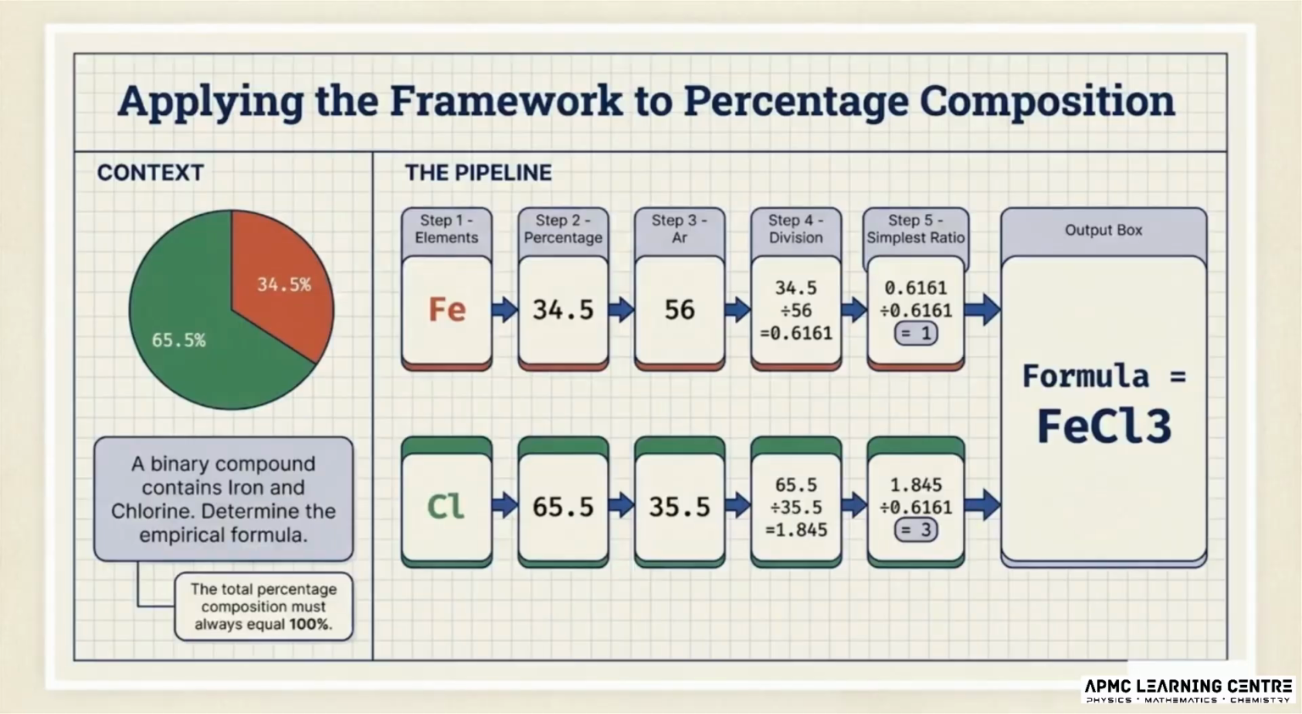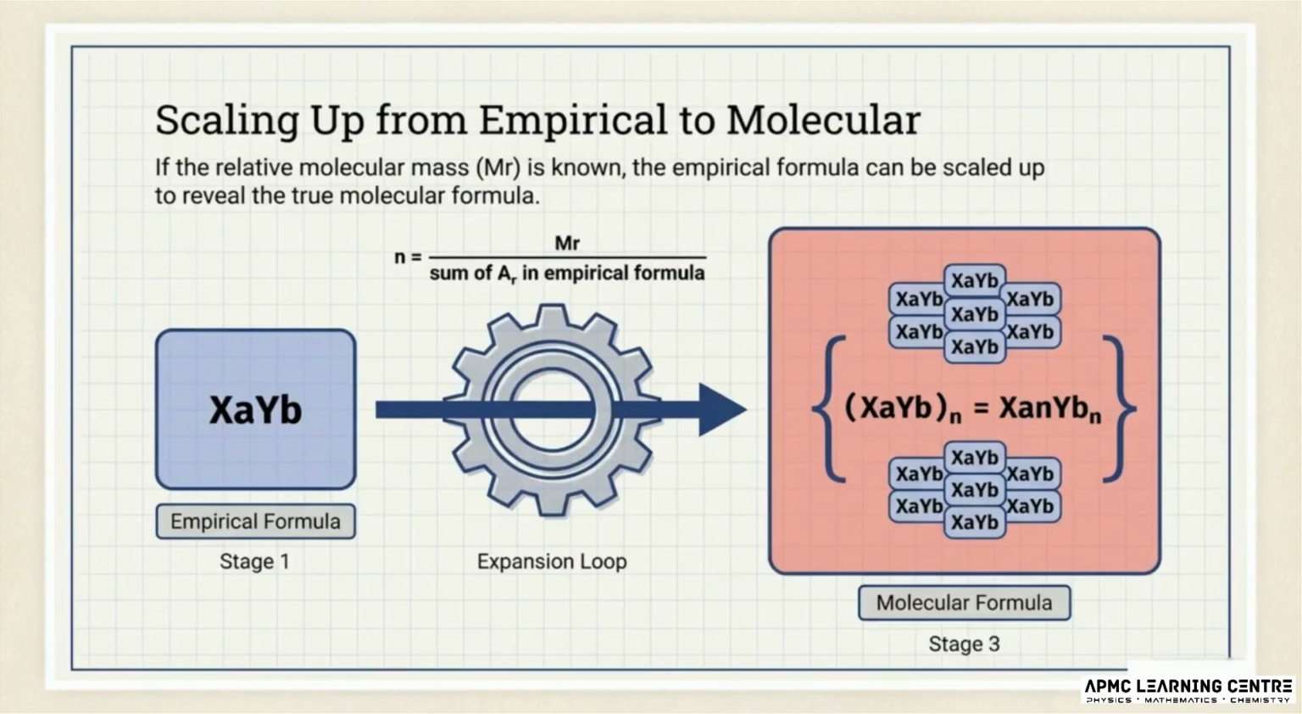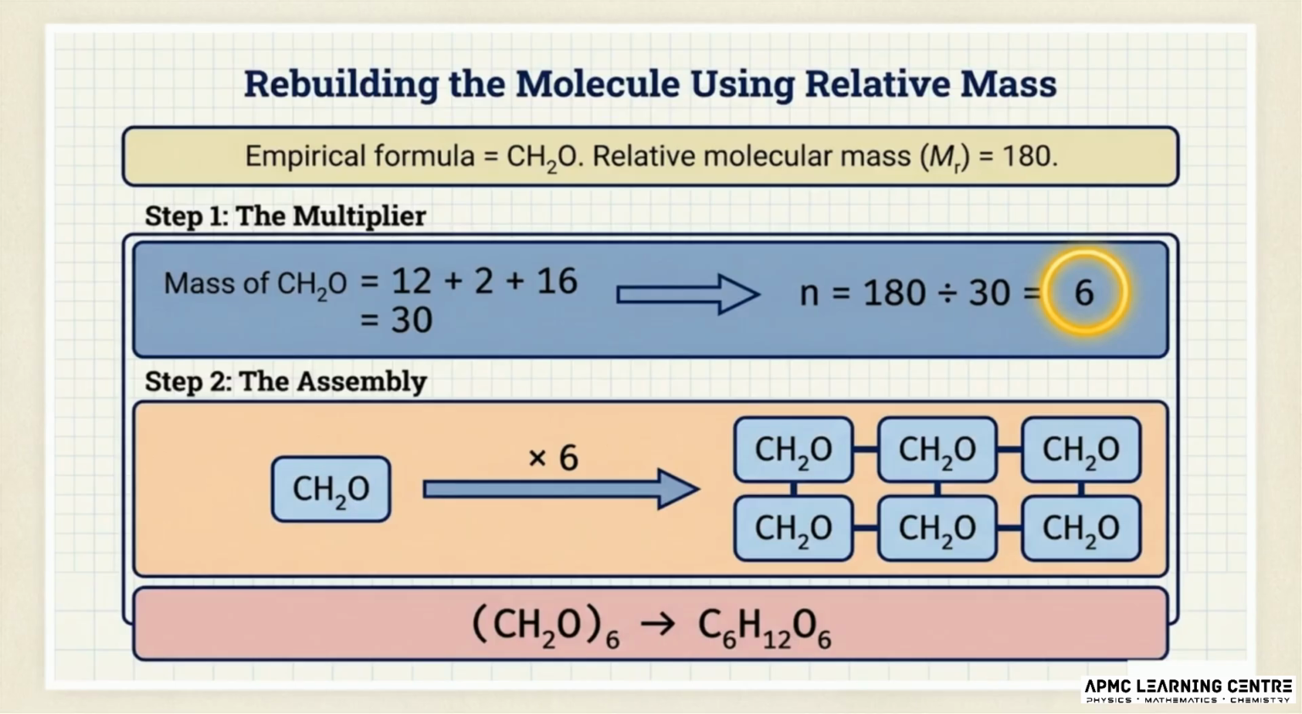This flowchart shows the exact same 5-step pipeline, but applied to percentage composition. Whether you start with raw grams or a 34.5% share of iron, the methodology works perfectly to yield a formula like FeCl3. This diagram introduces the expansion loop. Once we have our simple empirical blueprint, our ultimate goal is to scale it back up to build the real physical molecule. This graphic shows how we calculate the exact multiplier.